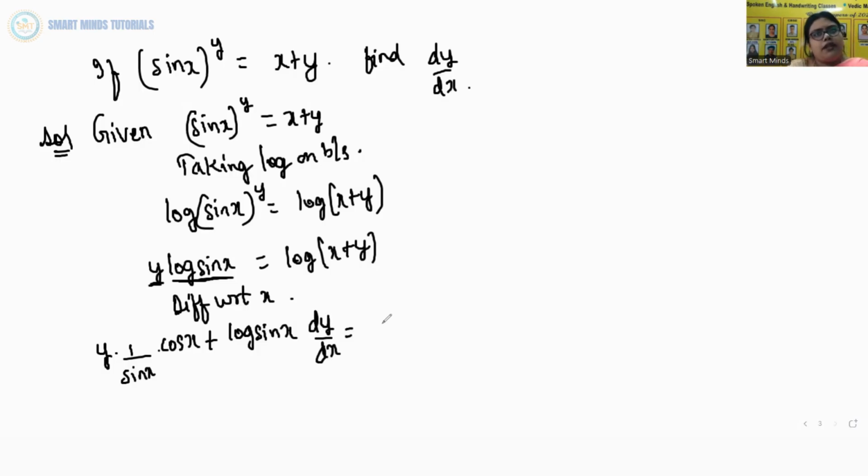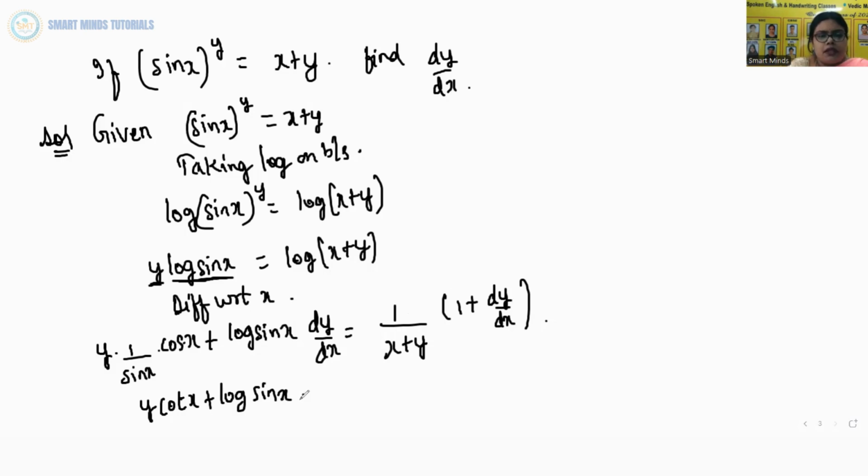So the derivative of y with respect to x is dy by dx. Now coming to the right hand side, the derivative of log of (x plus y) is 1 by (x plus y). Then again differentiating x plus y, the x derivative is 1 and the y derivative is dy by dx. Now this is y cos x by sin x, which is y cot x, plus log sin x dy by dx equals, now let us multiply, 1 by (x plus y) plus 1 by (x plus y) dy by dx.